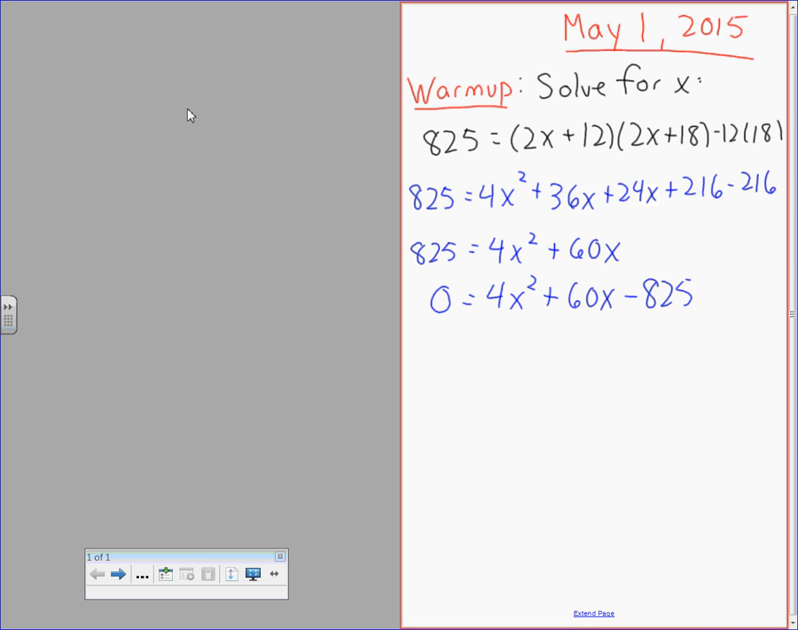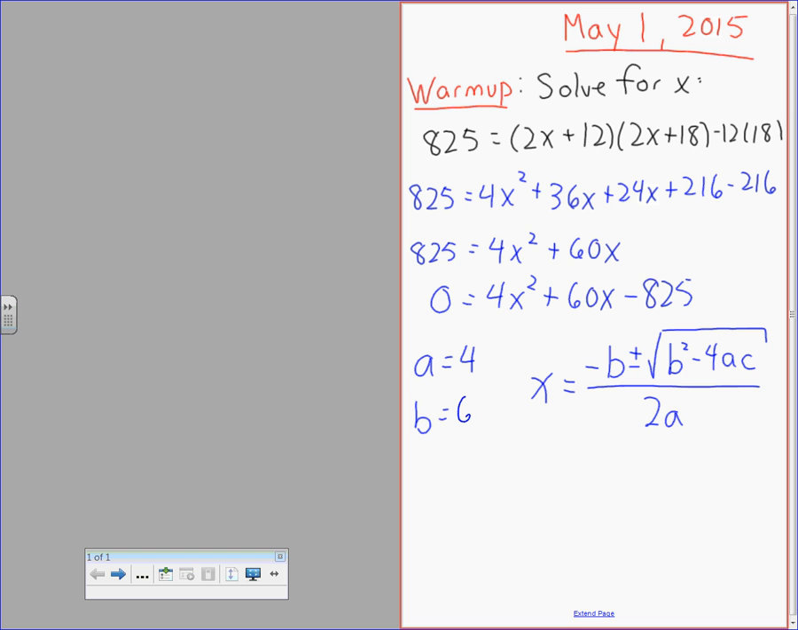x equals negative b plus or minus the square root of b squared minus 4ac, over 2a. Now, just so you know, he acts like he doesn't know this, but he got a 99% on the quadratic formula test. You got a really good mark on the quadratic formula test. He pretends like he doesn't know it, but he does. Can you also share with me what A, B, and C are, please? A equals 4, B is 60, and C is negative 825. Right.